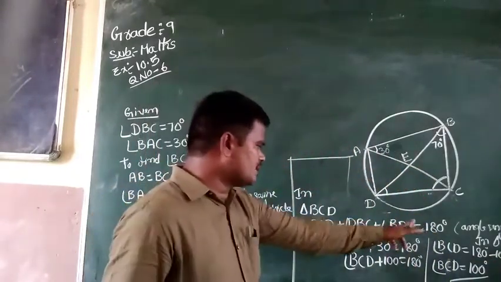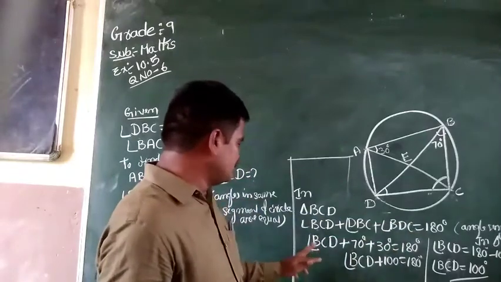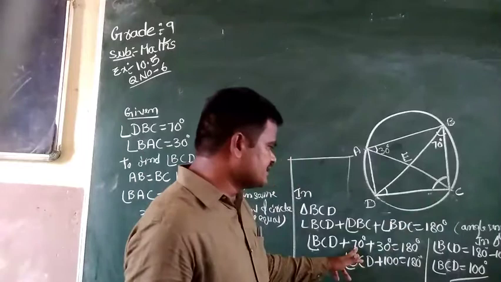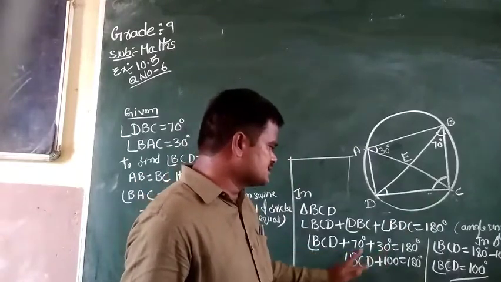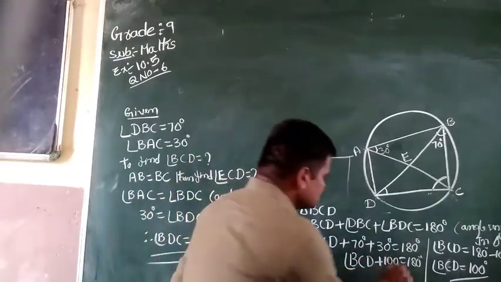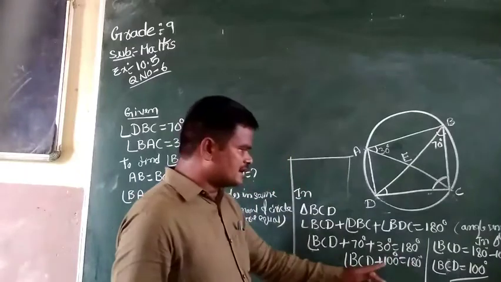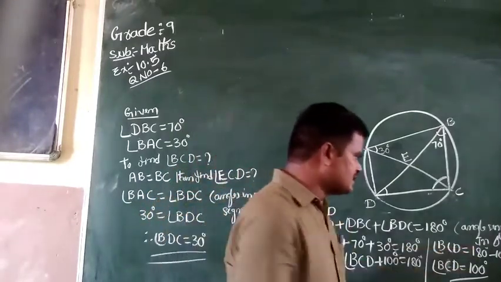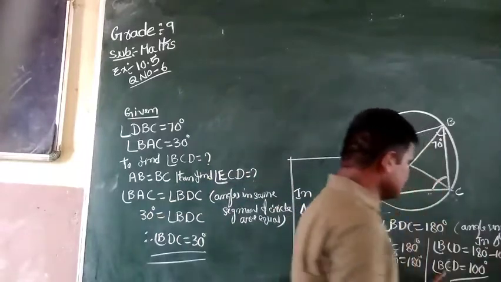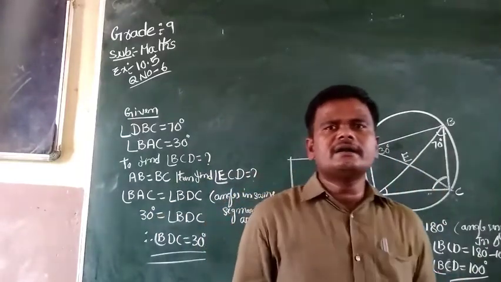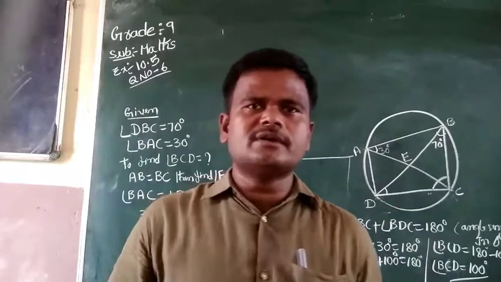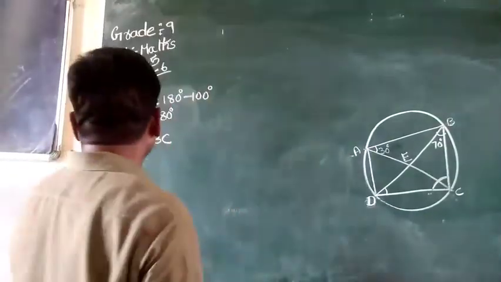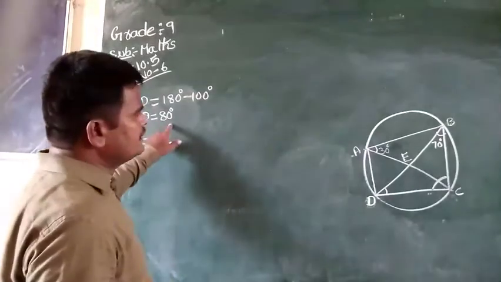This is the angle sum property. In BCD, we need to find BCD. We don't know this value. This value equal to 70 degrees, this value 30 degrees. This sum equal to 100. Angle BCD plus 100 equal to 180 degrees. Angle BCD equal to 180 minus 100. So angle BCD equal to 80 degrees.